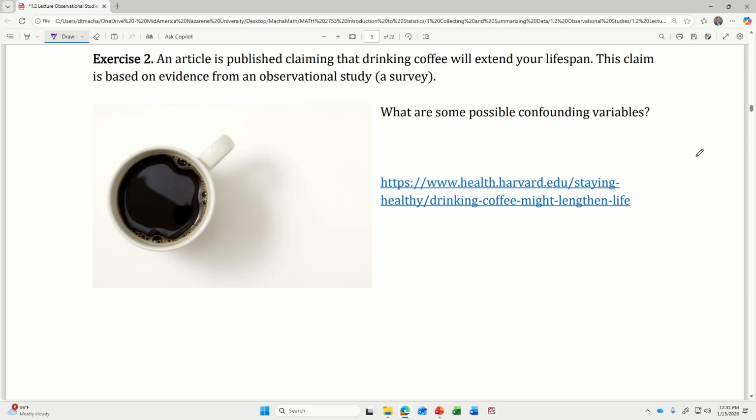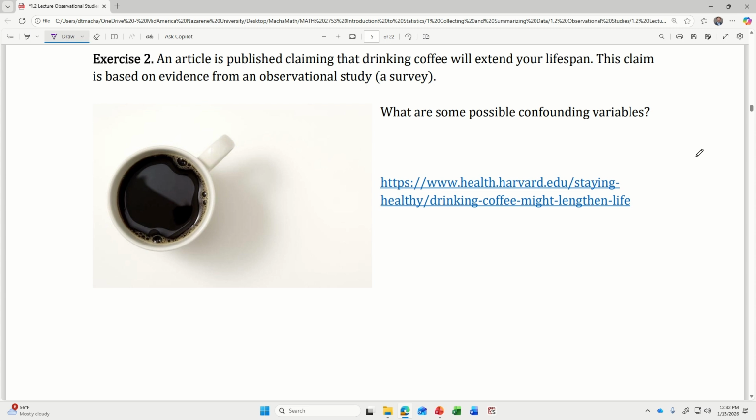So those are good answers. I might throw some other ones at you. One of the things the researchers posited is income. What if you make a lot of money? People who make more money tend to drink more coffee, and people who make more money have better access to healthcare, so they live longer. That's a possible reason, and it has nothing to do with the coffee, but it correlates.